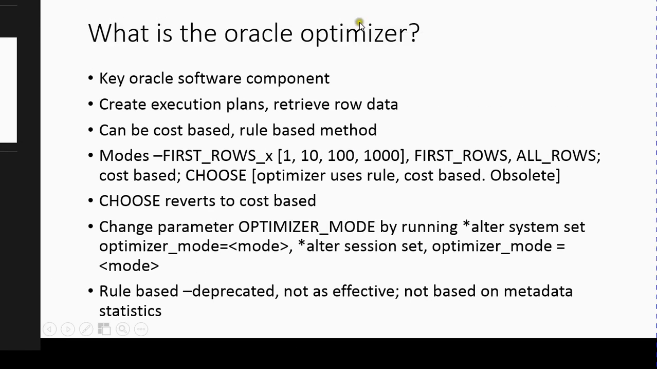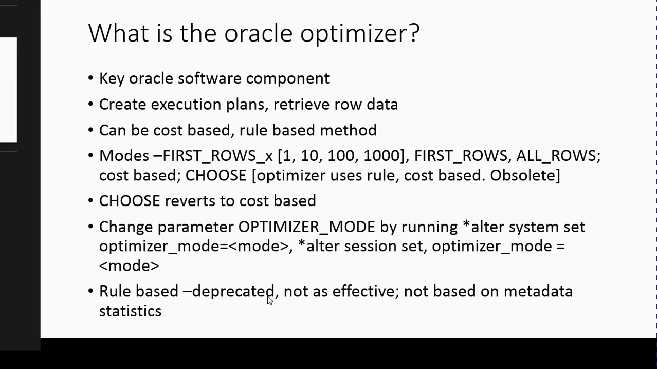Okay, back to what I was saying. You also have the rule based method, but with the rule base, it's deprecated and it's not as effective. The way that the raw data is retrieved by the optimizer in Oracle is not based on raw data, it's based on statistics.